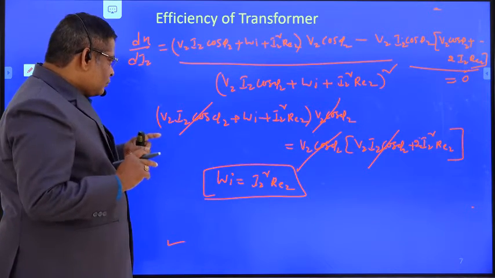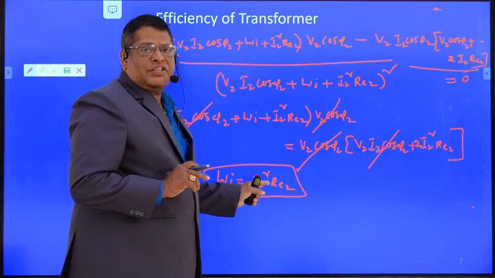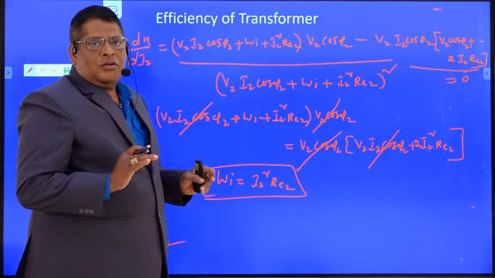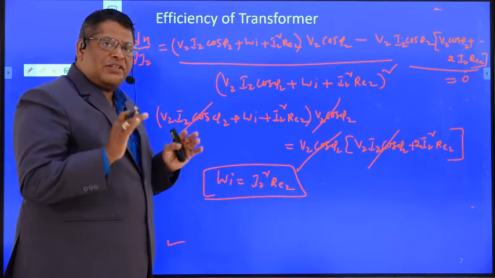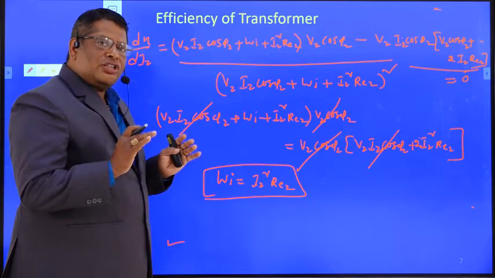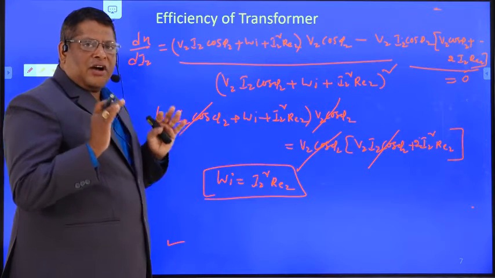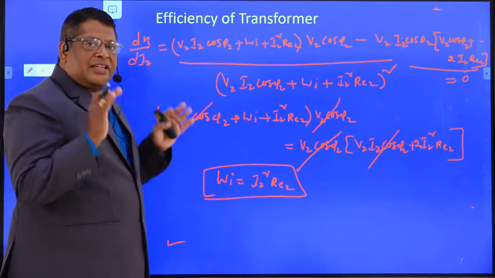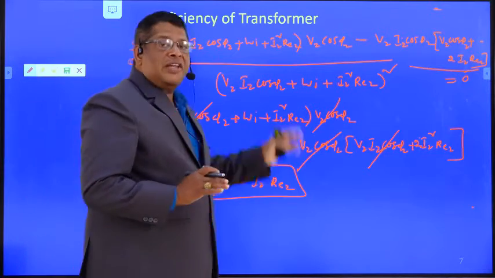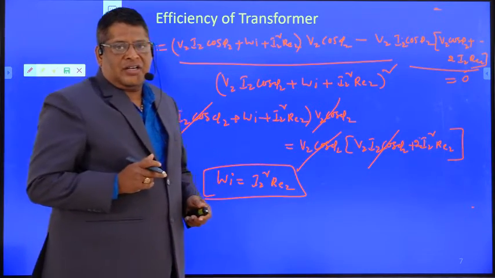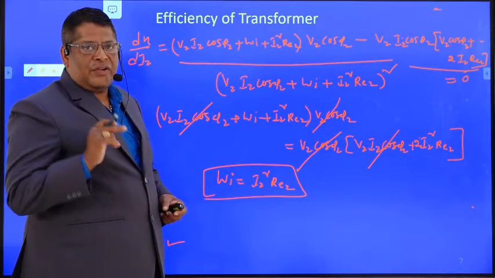So what we can understand from this equation is that we have to apply the load on a transformer in such a way that the constant loss is equal to the variable loss, nothing but copper loss. Only at that condition is the transformer giving the maximum efficiency.